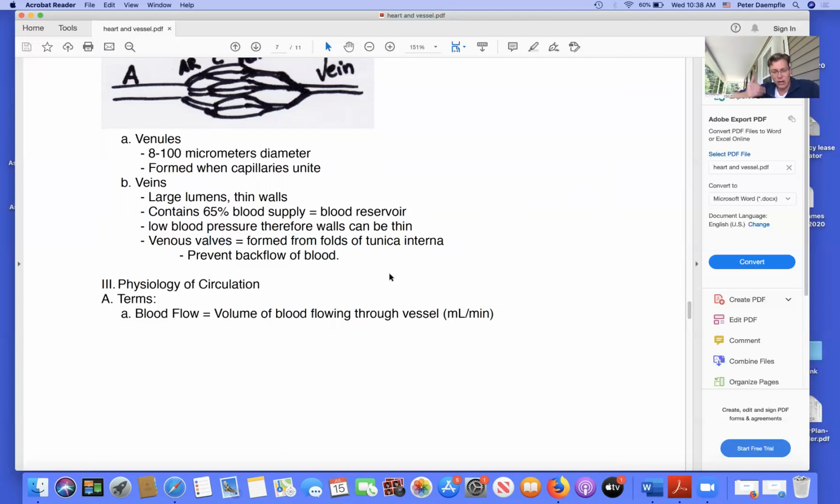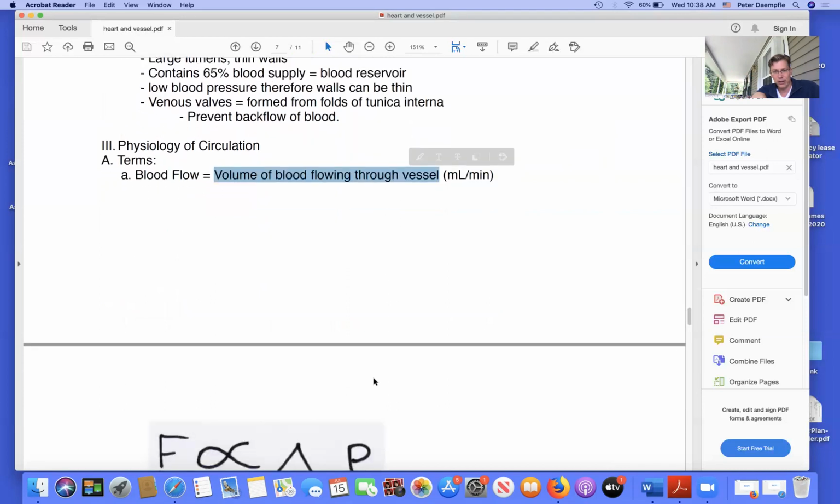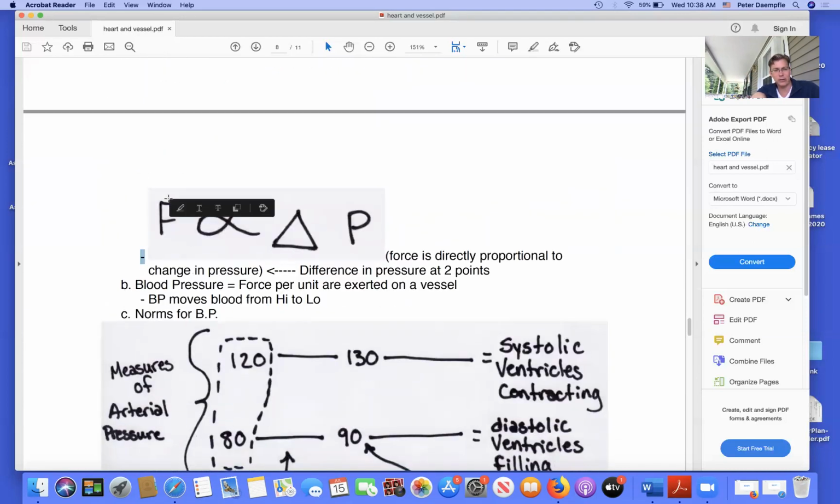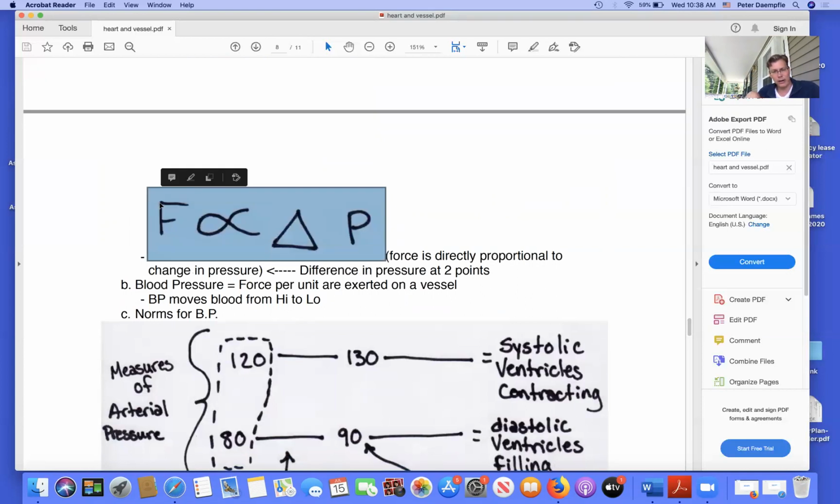So it's a prevention of backflow of blood. And what is blood flow? It's defined as the volume of blood flowing through a vessel, in milliliters per minute. And this is a common sense equation. The force of the blood flow is always dependent on the difference. Delta means difference. That triangle means delta, the difference in pressure from one area to another.